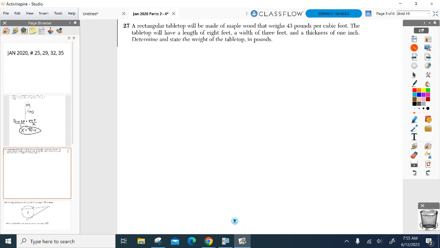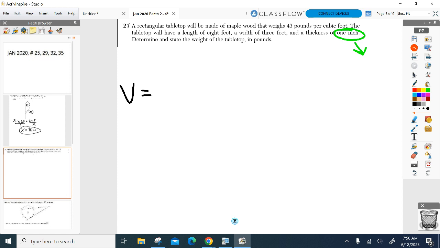You can't find volume right now. Nobody should be finding volume unless you made a change. Read the density again: 43 pounds per cubic foot. Read your dimensions: 8 feet, 3 feet, and then the problem, 1 inch. We can't just be doing 8 times 3 times 1. Before you find the volume, you need to change all the units to the density units. So this 1 inch needs to be changed into feet.